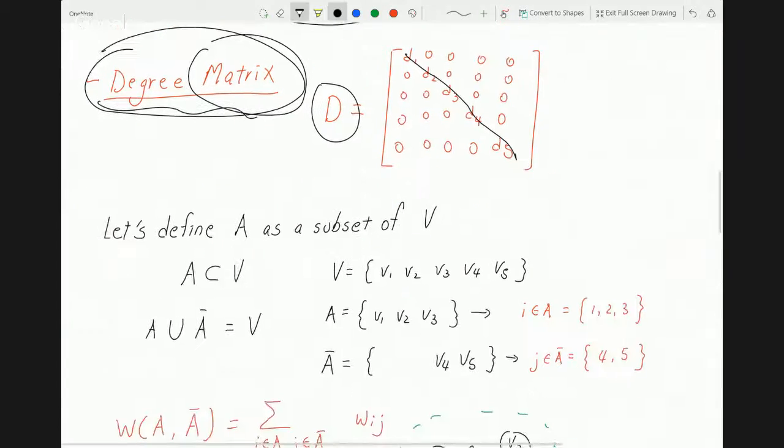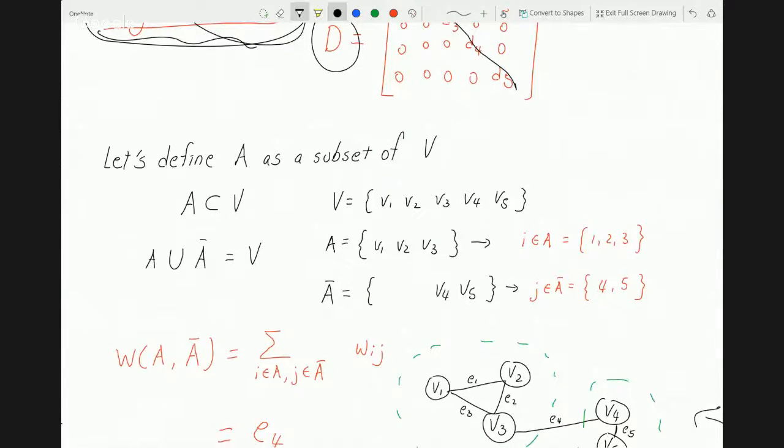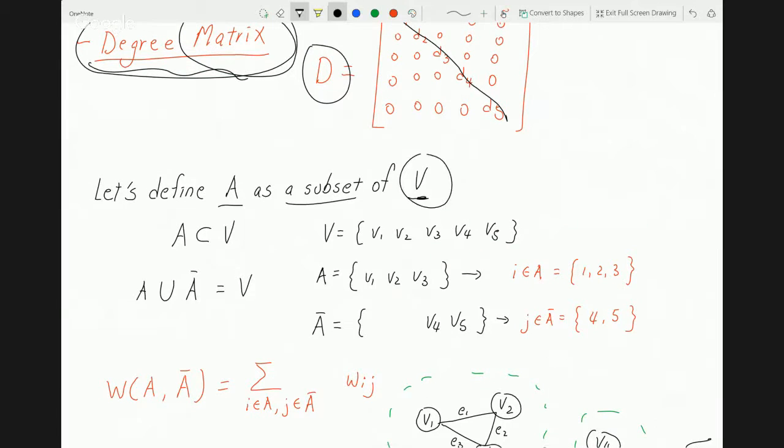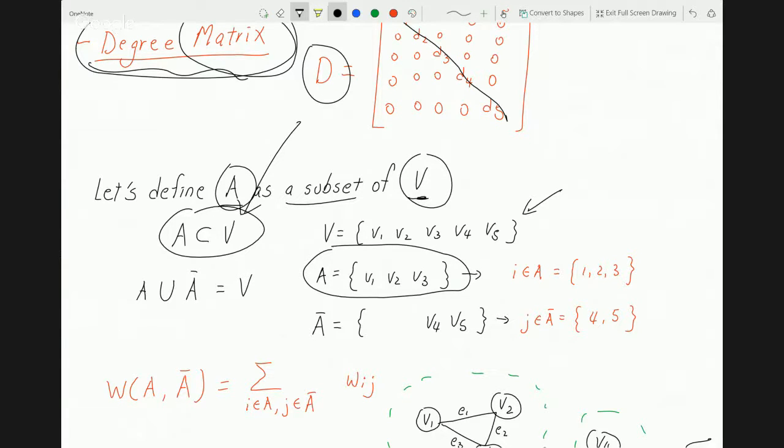Now, let's define A as a subset of V. V is the set of every single vertex in a graph. A is a subset of that. When you say subset, it is not the whole set, it is a part of the set. The notation for subset is this right here: A is a subset of V. That's what that says over there.